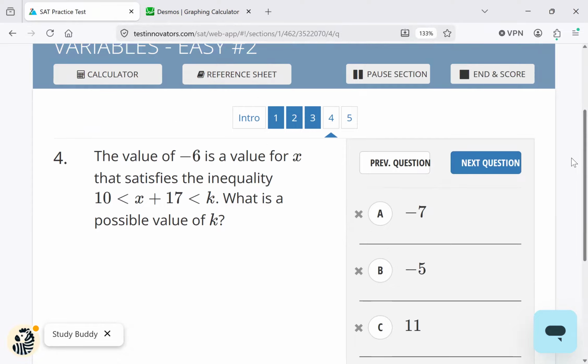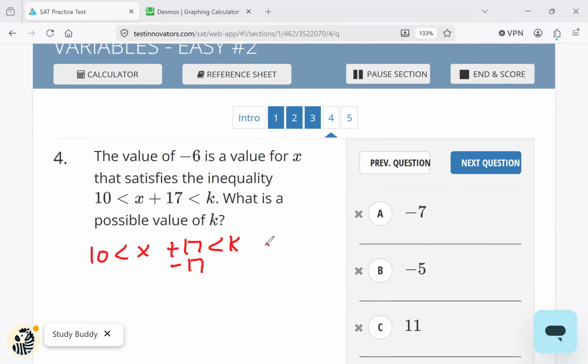Okay, question four. The value of -6 is a value for x that satisfies the inequality 10 is less than x plus 17, which is less than k. What is the possible value of k? So what I would do first is get x by itself. Do not plug it in yet.